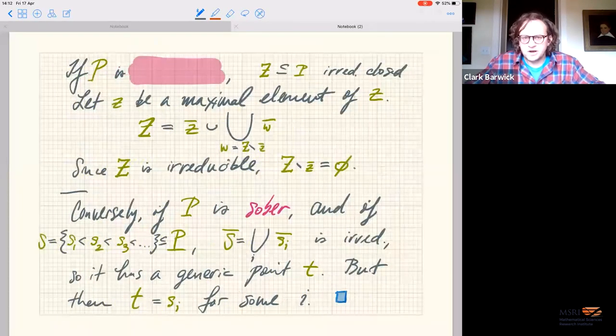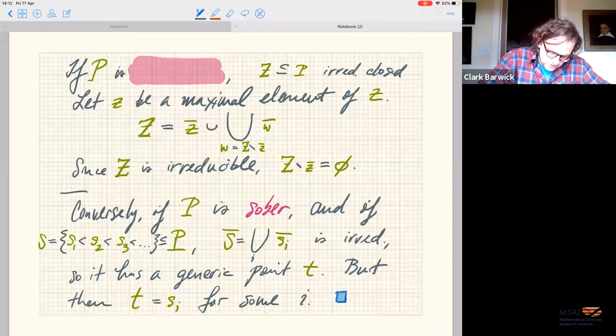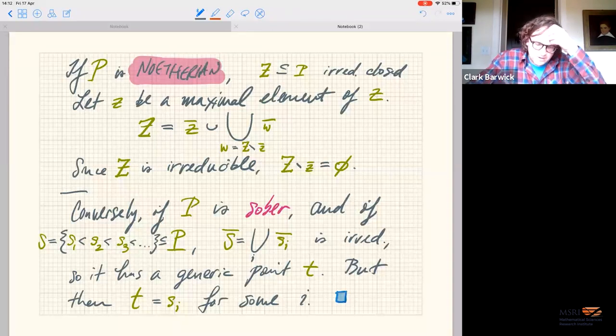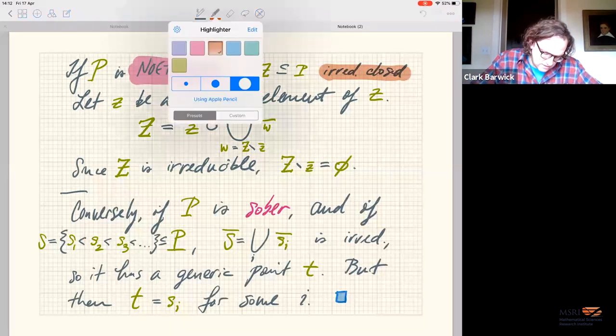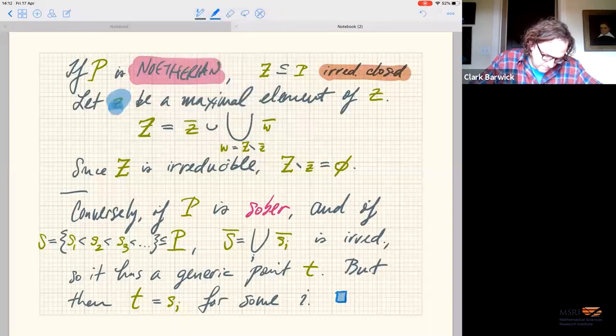Okay, and so now I'm going to try and prove that. Suppose that I've got myself a Noetherian poset, and suppose that I've got myself an irreducible closed. Then I'll just select, because I can, a maximal element of that subset. I'm using the Noetherianness to choose this. I'll call that thing little z. So I'll just choose such a thing.